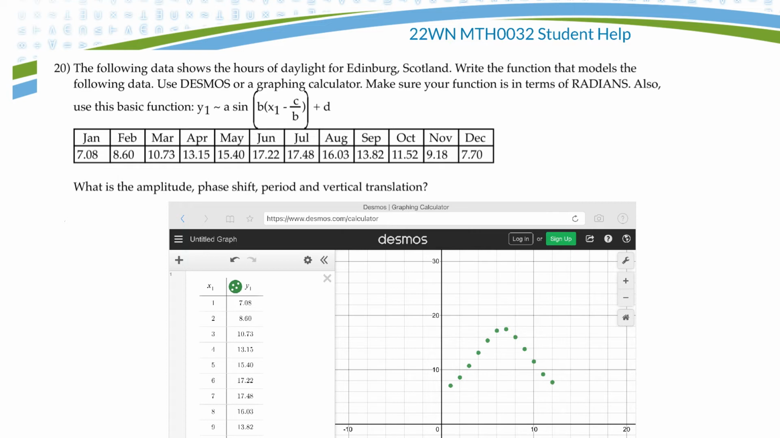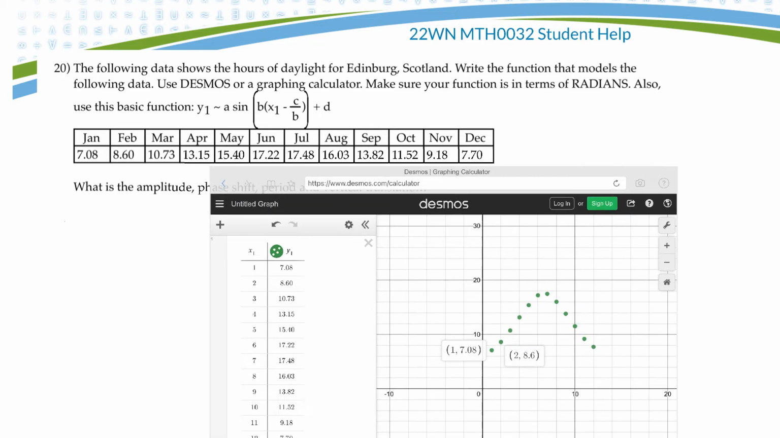But a couple things you could say is that the period looks like it takes a whole year, or 12 months, to repeat one revolution. You could also say the top mark is pretty close to 18, somewhere in there. They've got 17.48. The model might go just a touch above that. The lowest number seems to be about 7, and I can read that from the graph or from the table. But let's now model it with a function.